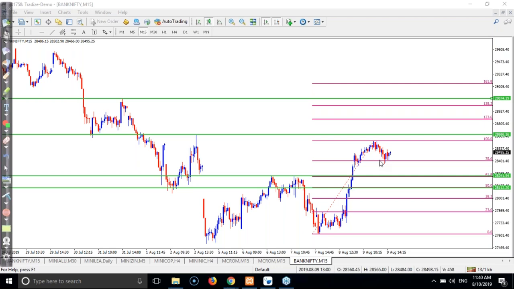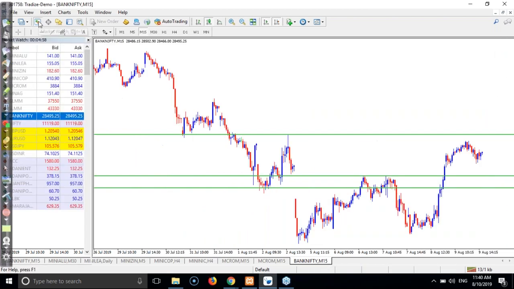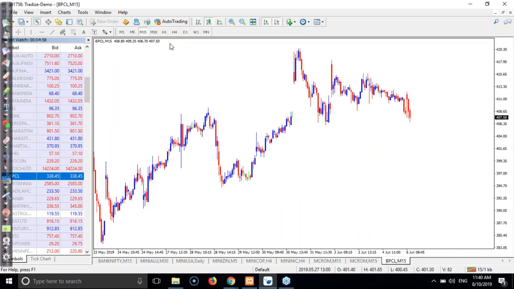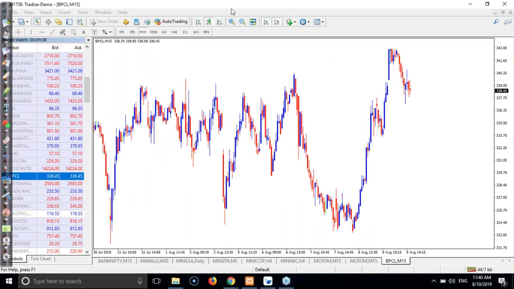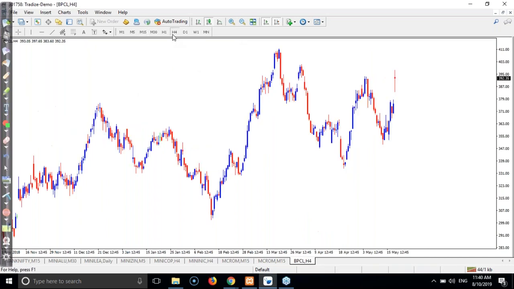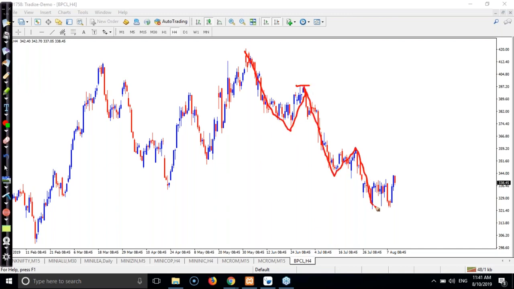Okay, so now you can see BPCL. Let me show you BPCL. You can see BPCL, and this is BPCL. So now you can see here the BPCL small time frame is running like that. This is a fully sideways market. In that area, now you can see price is creating lower low, lower high. Have you seen the swing points? Lower low, lower high, lower low, lower high.